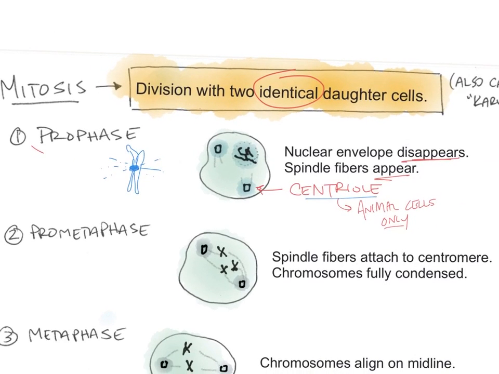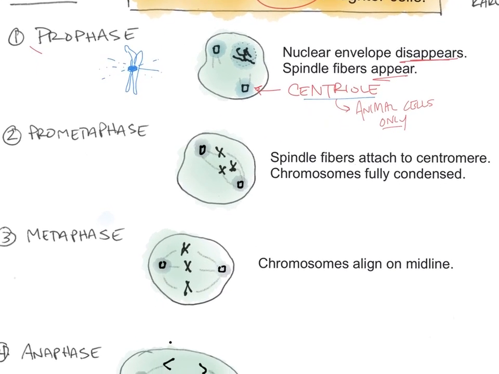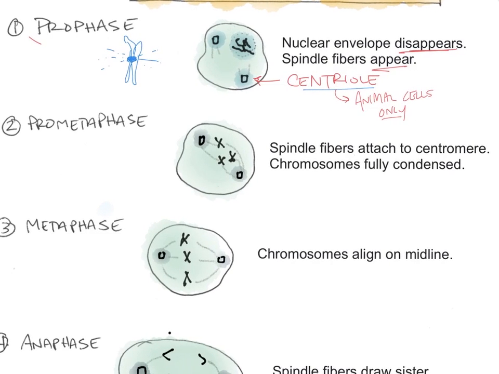So that's prophase, so the nuclear envelope disappears, spindle fibers appear. Prometaphase is kind of this in between. So we've got the spindle fibers attached to the centromere, right? So they're attached to that central region on the cell. The chromosomes are fully condensed, but they're not aligned yet.